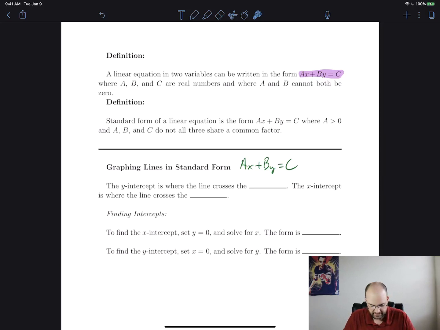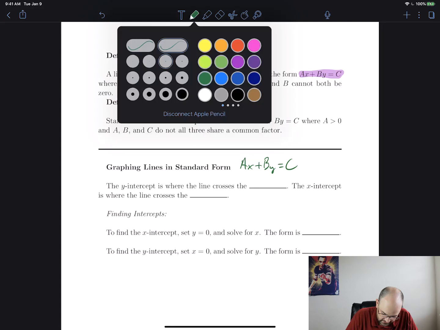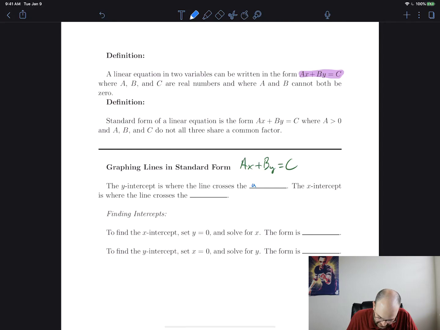So for here, we have the y-intercept is where the line crosses the y-axis. The x-intercept is where the line crosses the x-axis. As for finding intercepts, to find the x-intercept, set the y equal to 0 and solve for x. And the form is some number, comma 0.